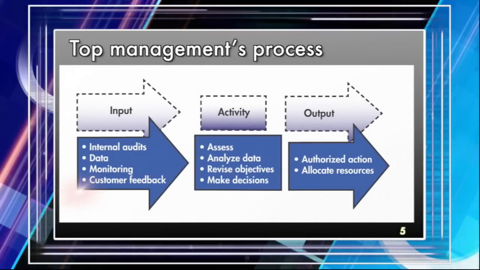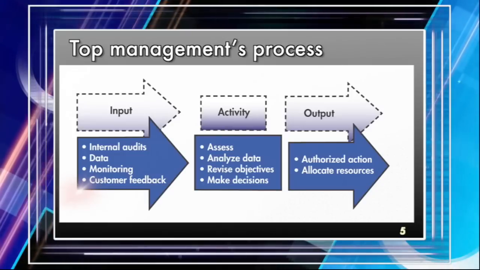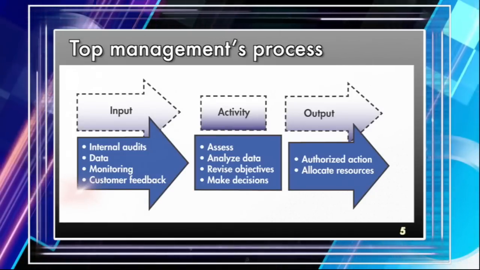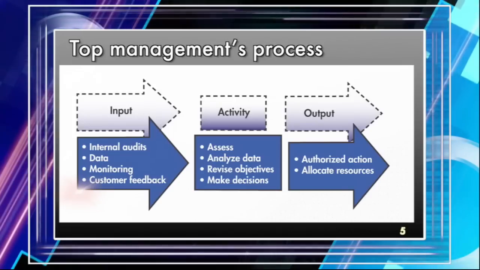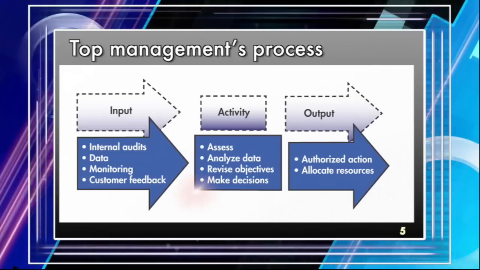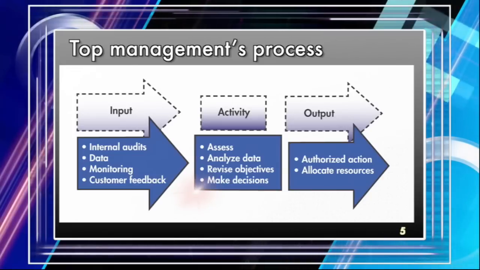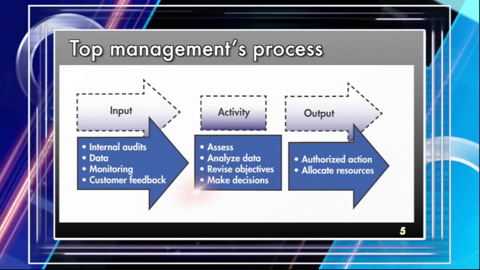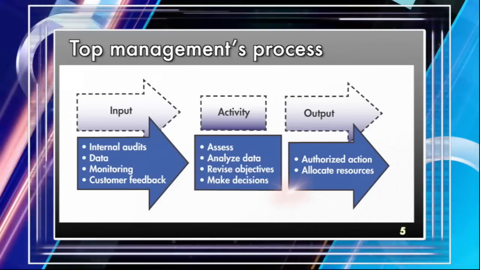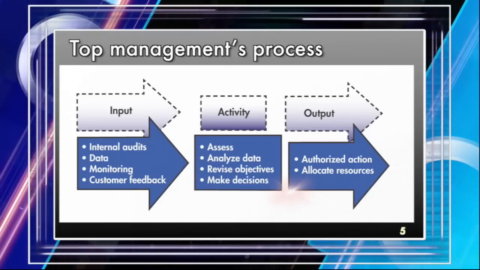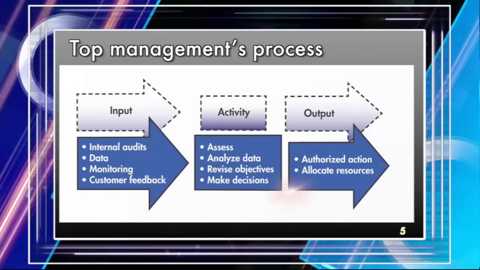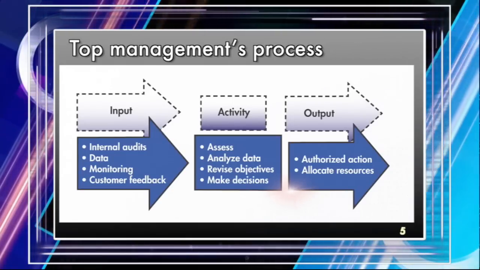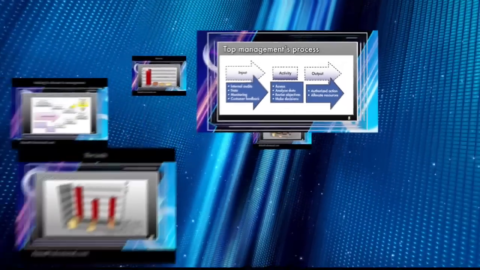So if you look at it in terms of top management's process, you have the inputs, and that would include things like internal audits, data from performance indicators, all of the monitoring that's done of different processes, customer feedback, all of those things would be under the heading of inputs. Then you have the activities, so that would involve assessing things, analyzing the data. You're going to revise objectives, and we'll talk a lot about objectives farther on in this presentation. And then the decision-making process. And so the outputs of that would be the authorized action items and the allocation of resources. That's how this process works.